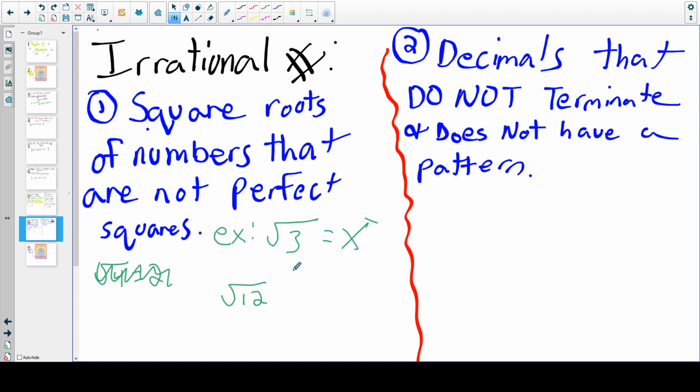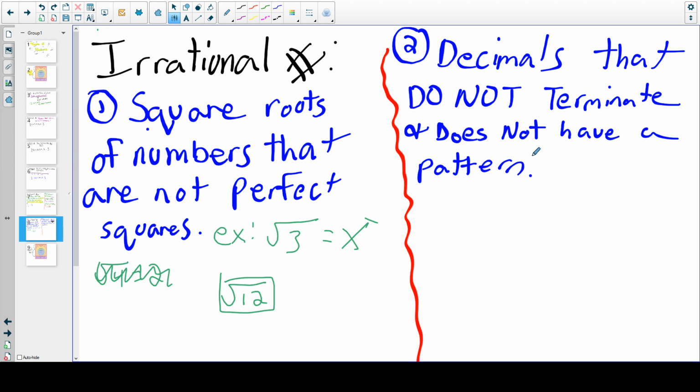1 times 1 is 1, 2 times 2 is 4, 3 times 3 is 9, 4 times 4 is 16. I already passed 12. So there is not one number that you can multiply by itself to get 12. So this number must be irrational.